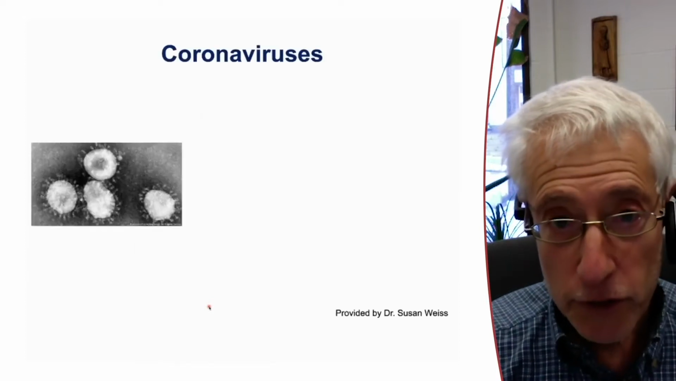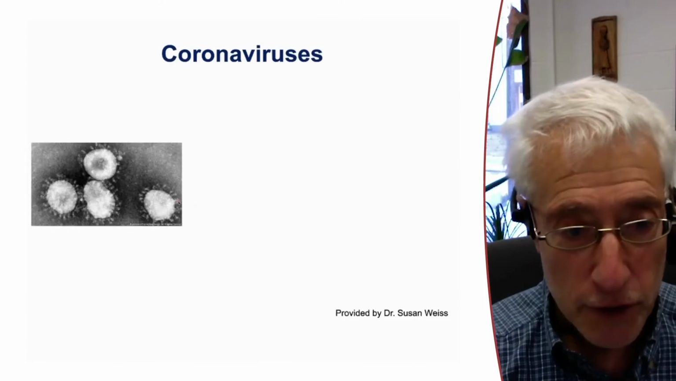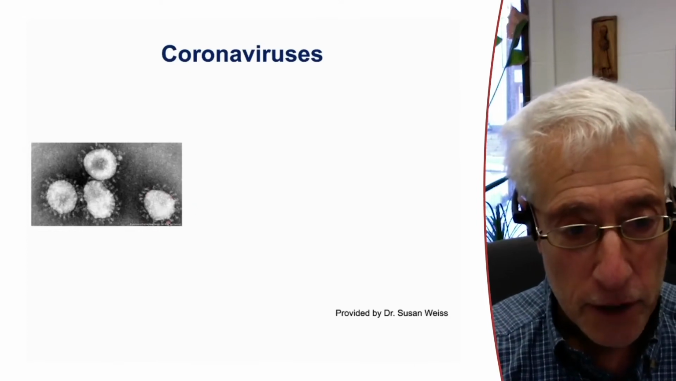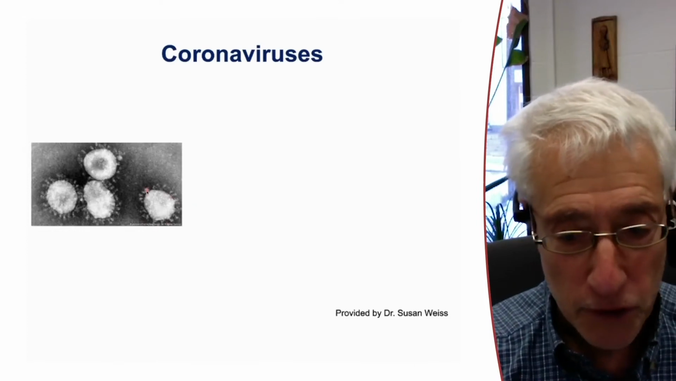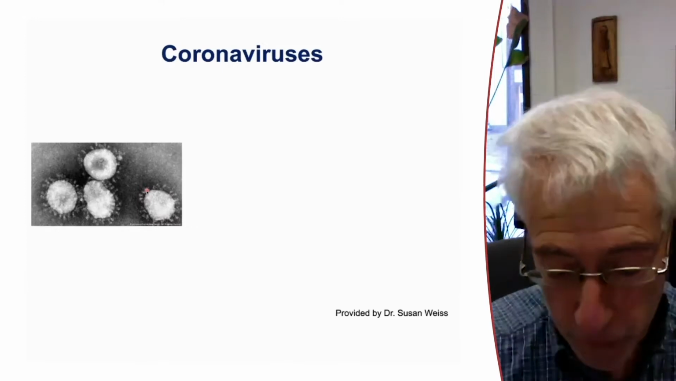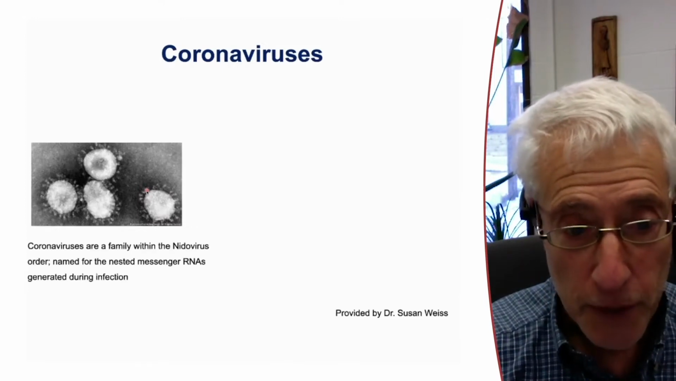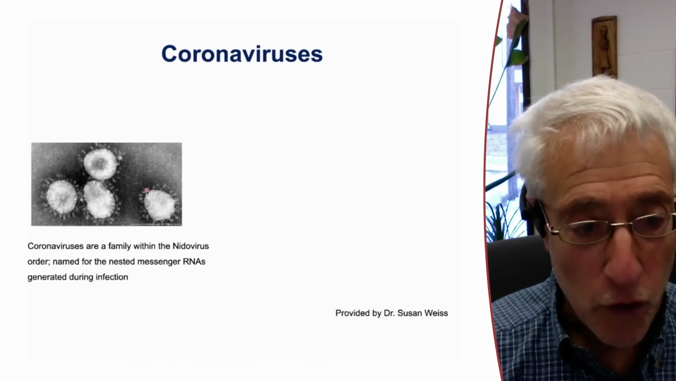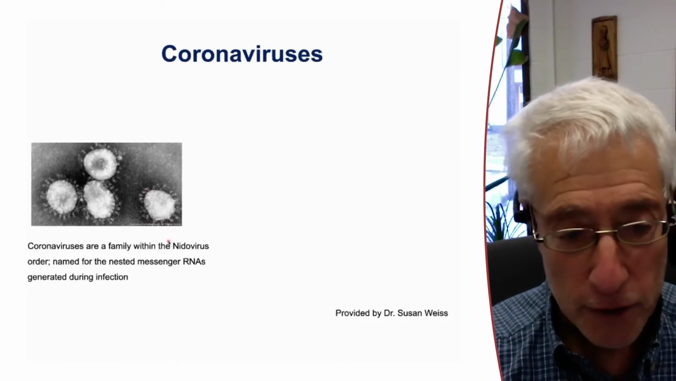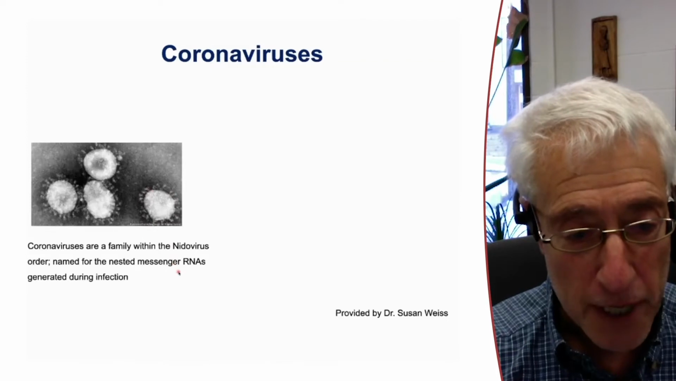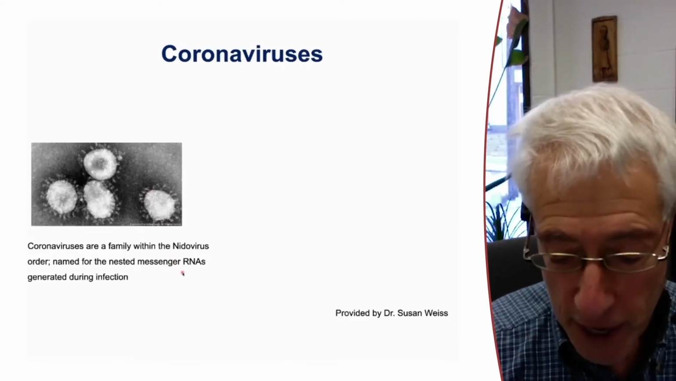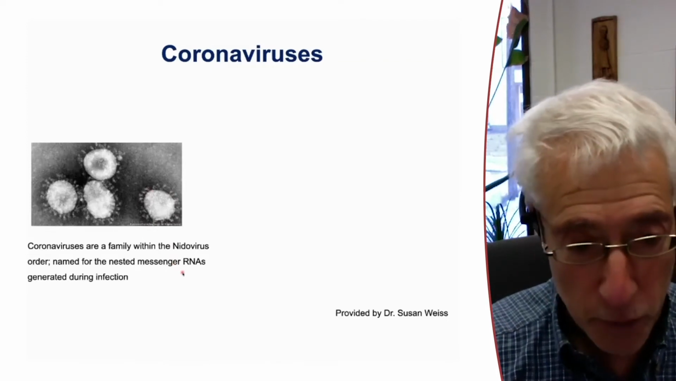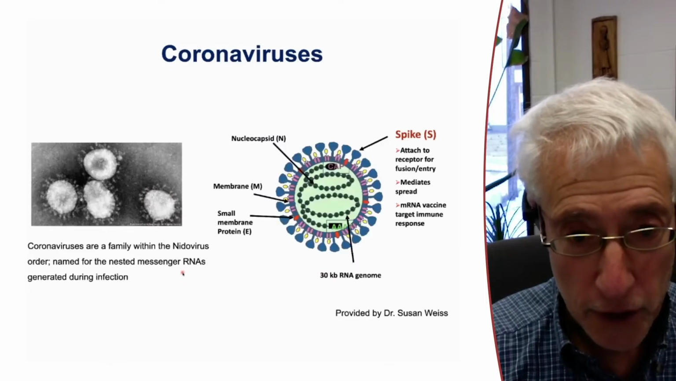So coronaviruses are named because they have these projections coming from the surface of the virus, and I know this has been covered already, so I will go quickly over this. They're within the nidovirus order. They're called nidoviruses because the RNA for these viruses are made as nested sets of sequences, and it took a long time to figure this out, but now we pretty much understand how this is done.